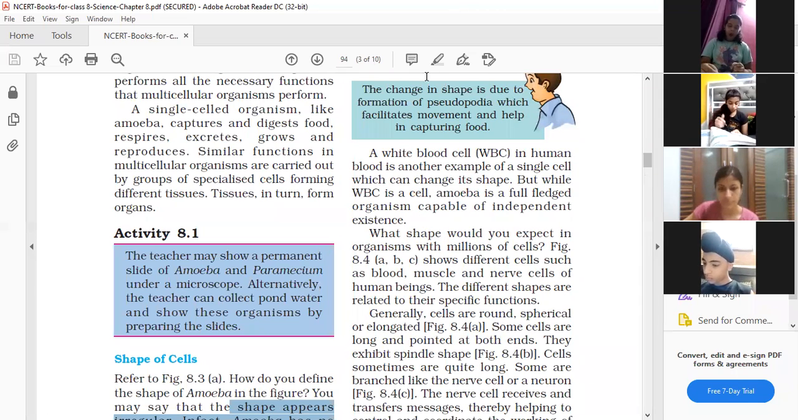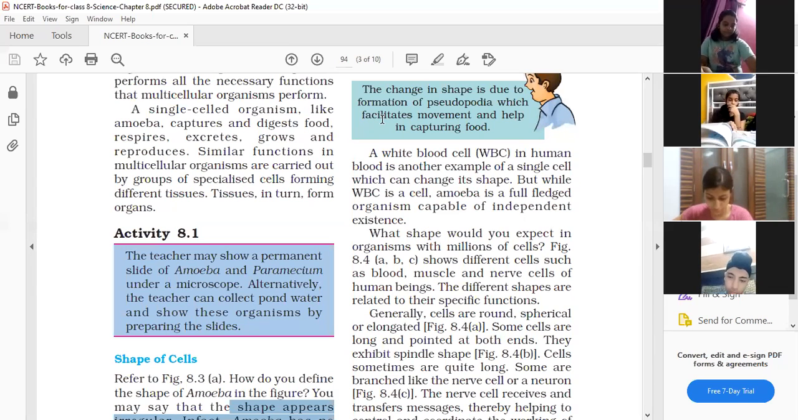So, the answer is written in the next box. The change in shape is due to the formation of pseudopodia, which facilitate movement and helps in capturing food. You know, with the help of pseudopodia, amoeba captures the food. Whenever the food comes in front of it, it spreads its false feet and captures the food. Okay, so we were talking about the amoeba.